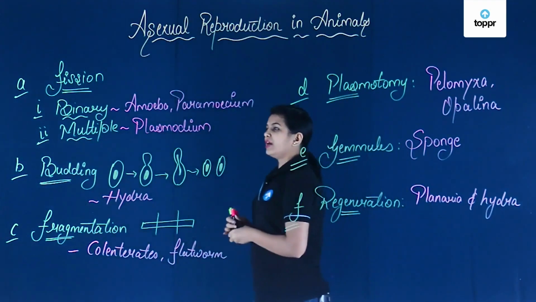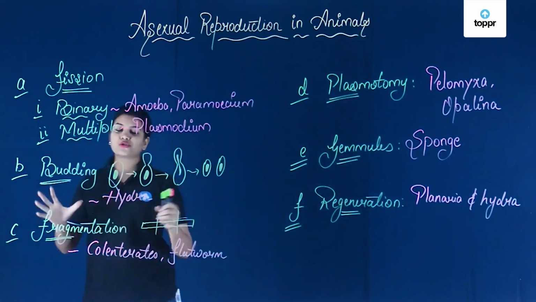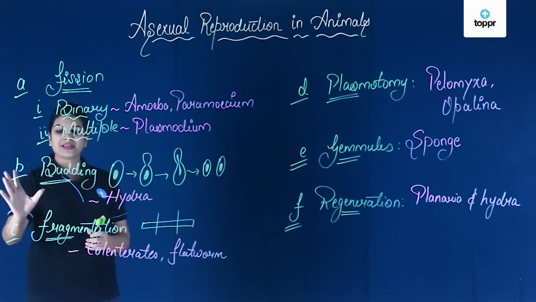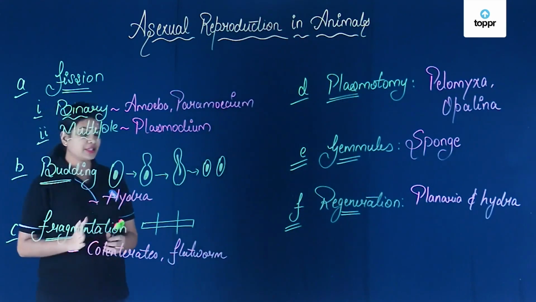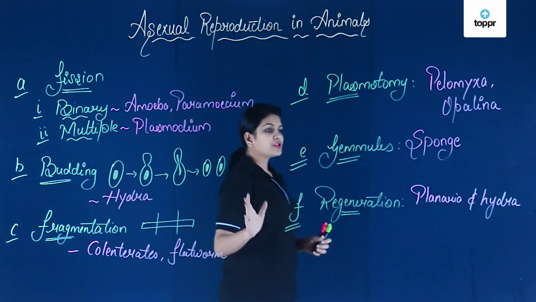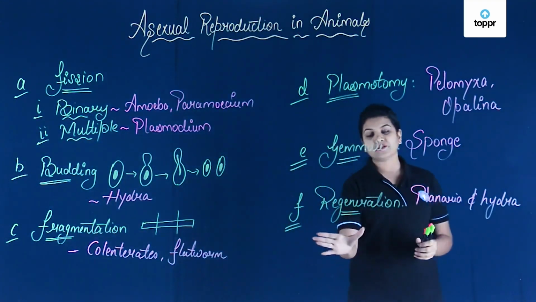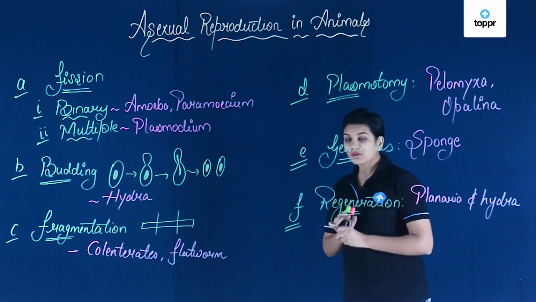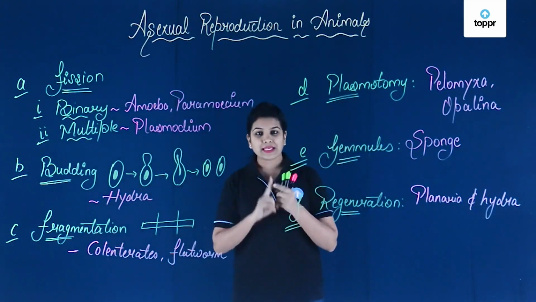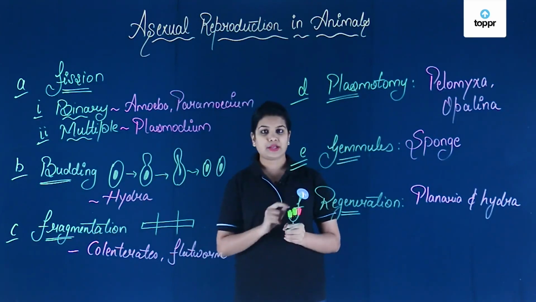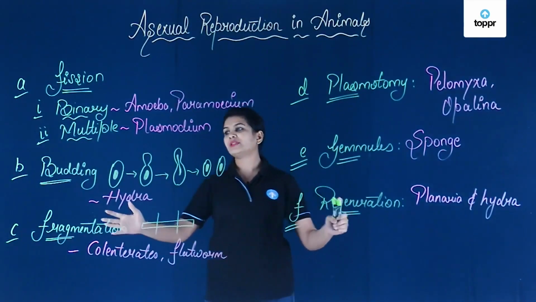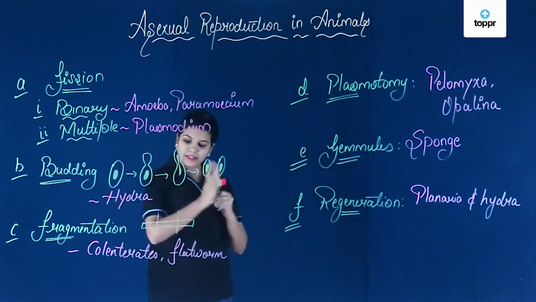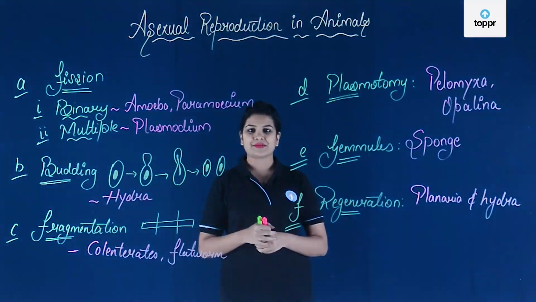So, in this lesson we have learnt about the different types of asexual reproduction. We have seen binary fission, multiple fission, budding, fragmentation, plasmotomy, gemmule formation and regeneration. So this was about asexual reproduction, in which we have first of all learned that in asexual reproduction only a single parent is involved, and these are the different types of asexual reproduction which occur in different types of organisms.